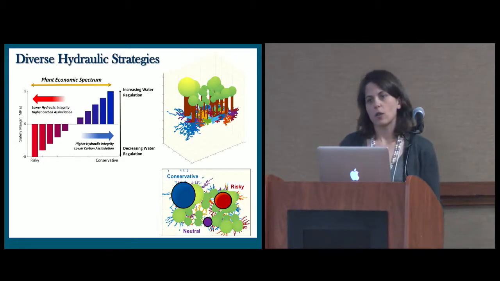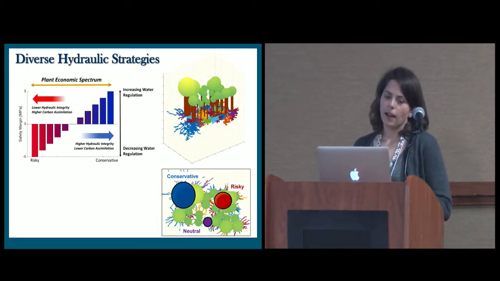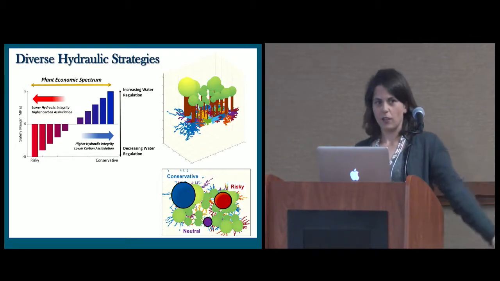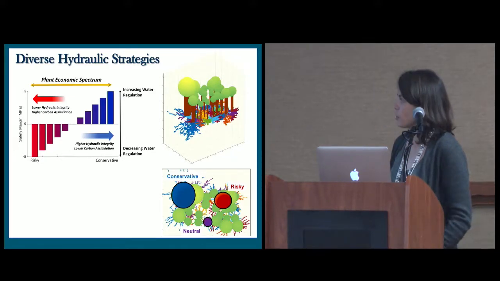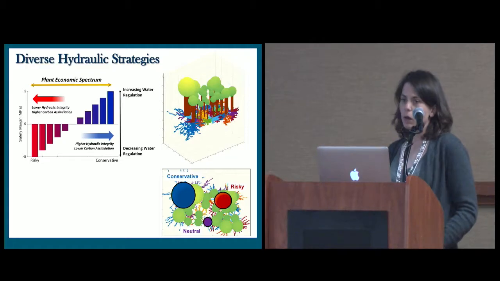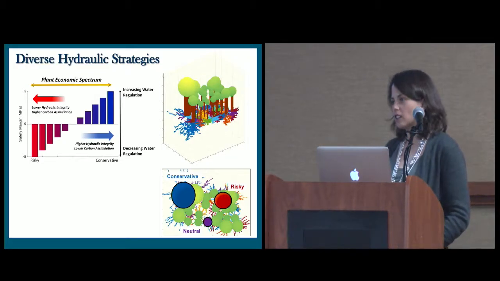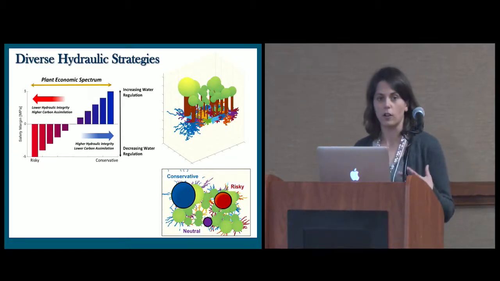I wanted to talk a little bit about this idea of a plant economic spectrum. We try to characterize plant behavior by thinking of it as an investment strategy. If you're investing in risky stocks, you may have a big payoff, or you could go bust. So there is a spectrum here with plants. Some engage in what we call risky behavior, and some engage in more conservative water usage.